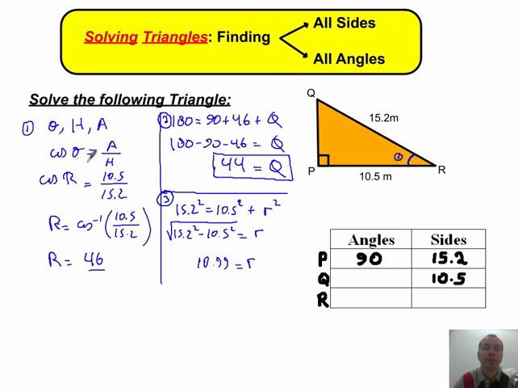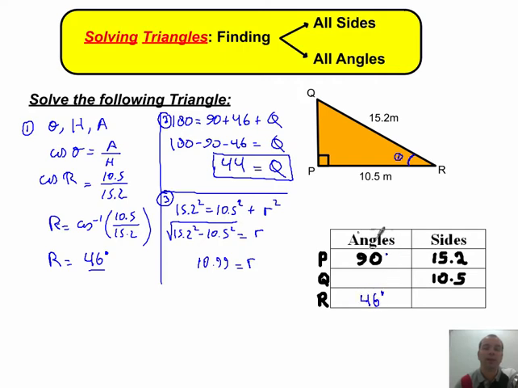So this is how I went about it. First, I look for angle R. And to find angle R, I notice that I will need the angle, I have the hypotenuse, and I have the adjacent. Hypotenuse and adjacent means cosine. So when I have cosine of R, because that's the angle, I got 10.5, which is the adjacent, over 15.2. I move the cosine over, cosine inverse, plug it in the calculator, and it was approximately 46 degrees.